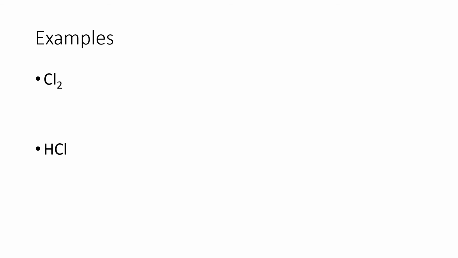We've got chlorine, Cl2. Well, this is an element. This is the elemental form. This is chlorine all by itself, and it's a diatomic, so it has the subscript of 2 on it. So this is the elemental form, so that means that its oxidation number is 0.